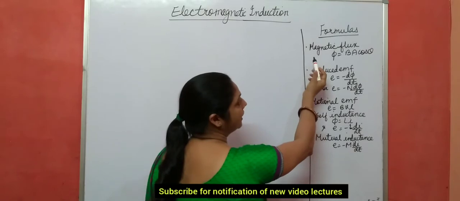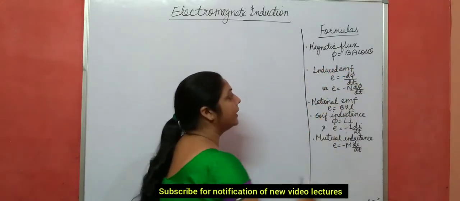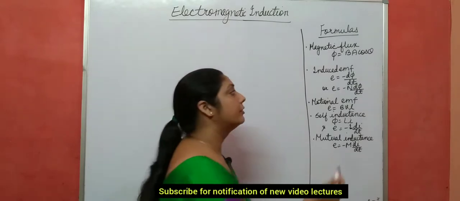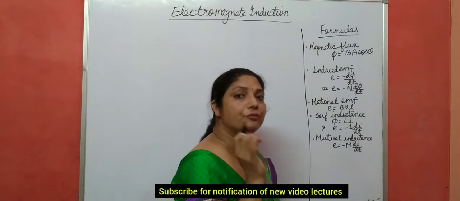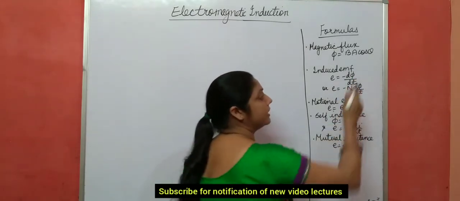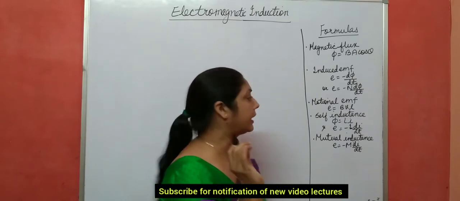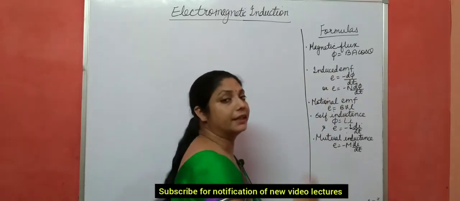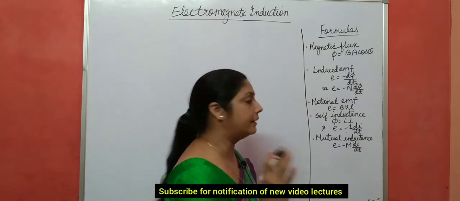First formula is for magnetic flux, that is given by phi equal to BA cos theta, where B is the magnetic field and A is the area vector, and this theta is the angle between the magnetic field and the area vector, right? It is maximum when theta is 0, and minimum when theta is 90 degrees.